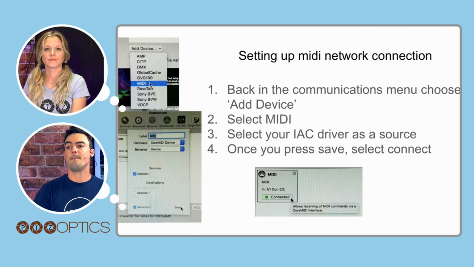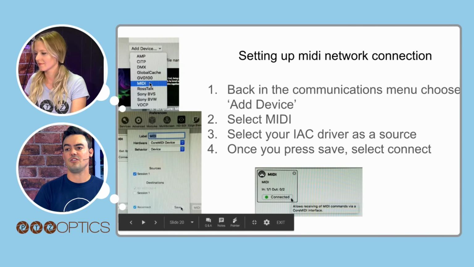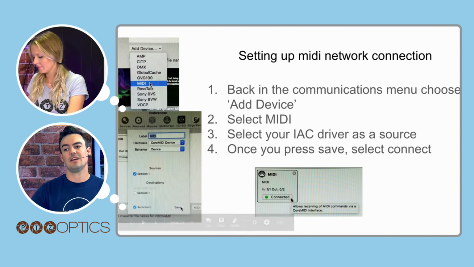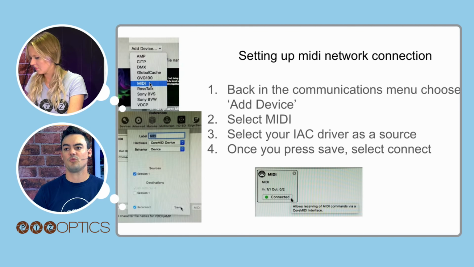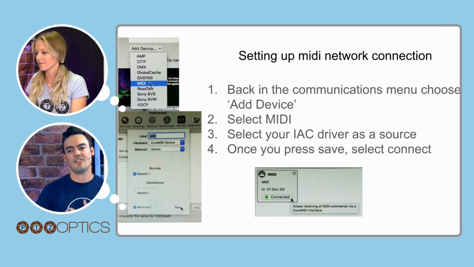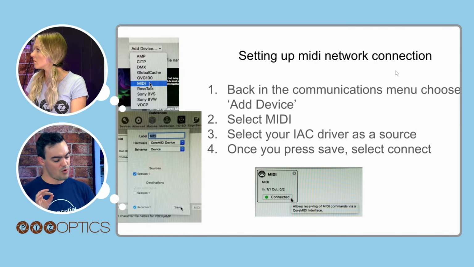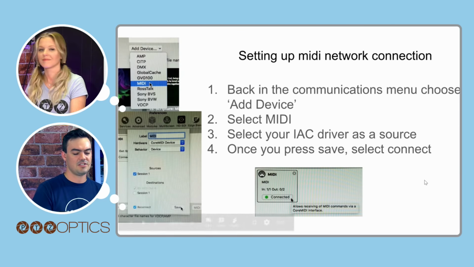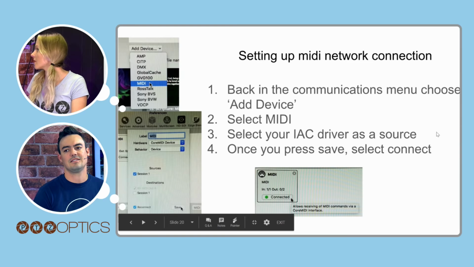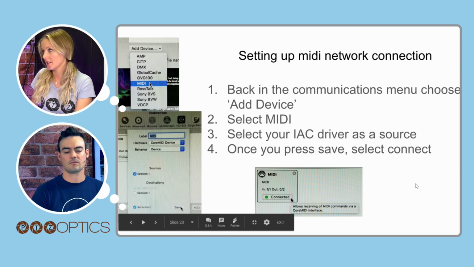And then back at the communications menu, we just add a device, and we select MIDI, and we select our IAC driver or our network. And then once we click that, we hit save. And again, I know I'm going a little fast here. I'm just really trying to give you an overview of how this stuff is set up. And I promise you we'll have more detailed information and go at a slower pace. And remember, this whole presentation is downloadable.